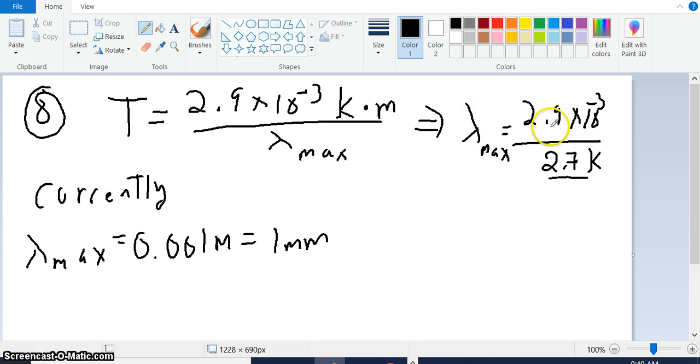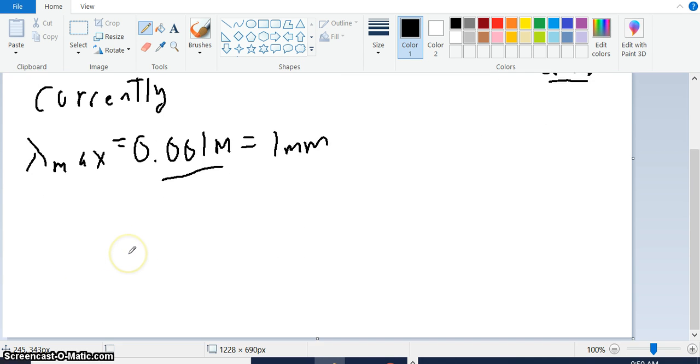So lambda max will be 2.9 times 10 to the minus third, and that's, of course, Kelvin times meters. I didn't quite fit that in there. Anyhow, that's Kelvin times meters, and of course the Kelvin cancel, and so 2.9 times 10 to the minus third divided by 2.7 gives us 0.001 meters. In other words, the current cosmic background radiation is at 1 millimeter.